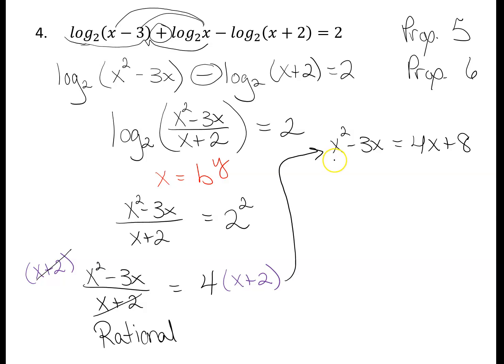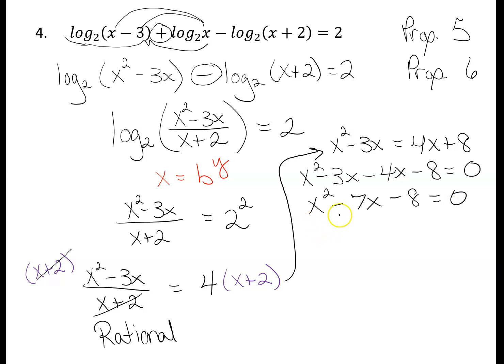So this is a quadratic equation because it has an x squared in it. So I need to set it equal to 0. I want the x squared to stay positive. So we'll keep the x squared minus 3x on the left. Let's subtract the 4x and subtract the 8 to get 0 on the right side. And then we'll go ahead and combine like terms.